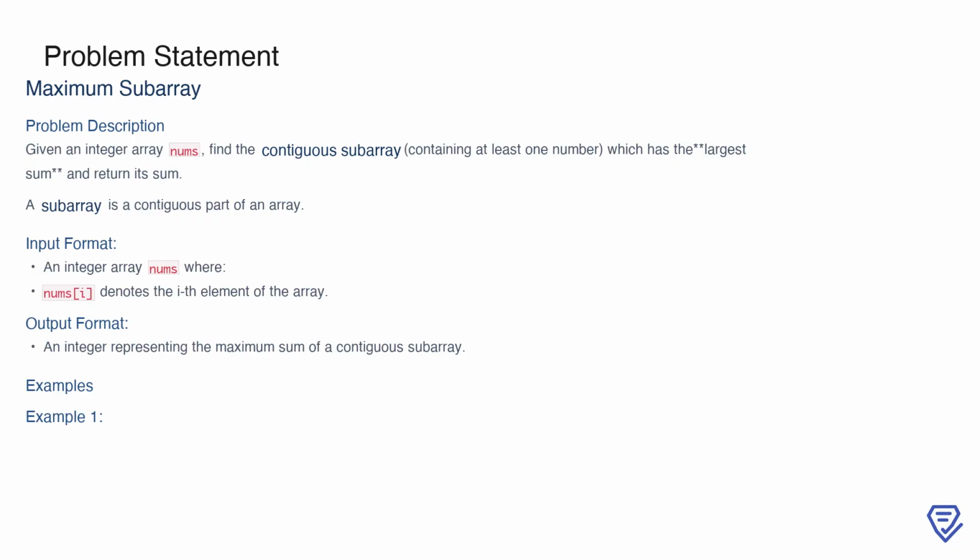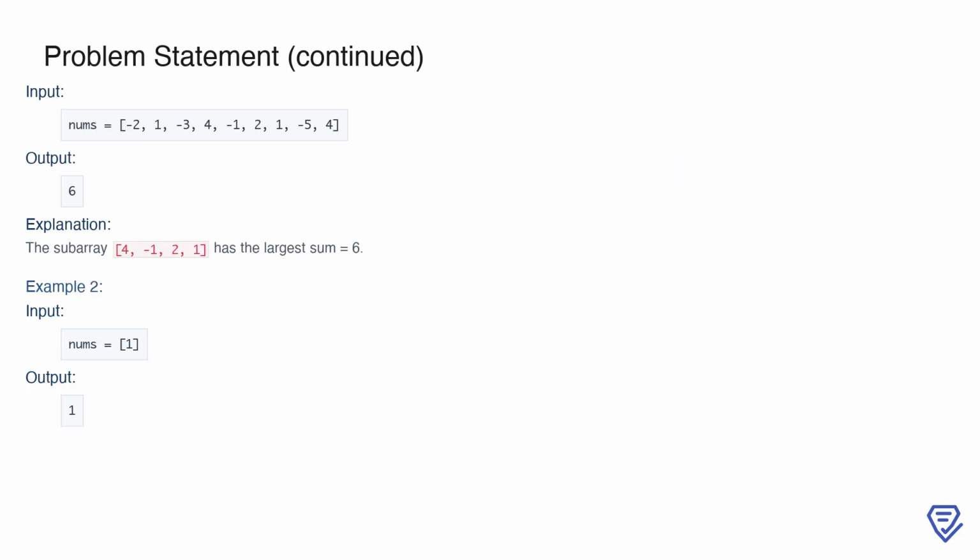The input is a single array nums, where each element represents an integer, and the output is a single integer representing the maximum sum of a contiguous subarray. To help illustrate the problem, let's look at a few examples. In the first example, the input array is -2, 1, -3, 4, -1, 2, 1, -5, 4. The subarray 4, -1, 2, 1 produces the largest sum, which is 6. Thus, the output is 6.